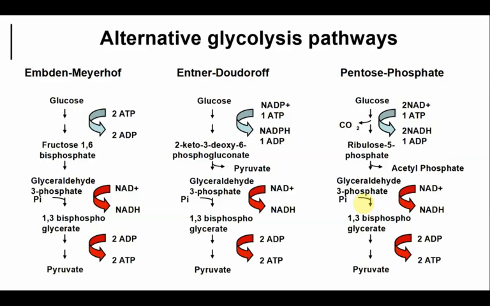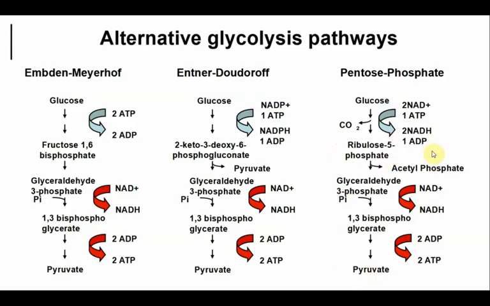But the only thing that perhaps is interesting to notice here is that the pentose phosphate pathway will expel one molecule of carbon dioxide, so you end up with a 5-carbon sugar here. And that means at the end you've got acetyl phosphate and pyruvate.